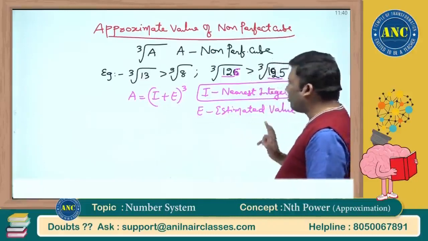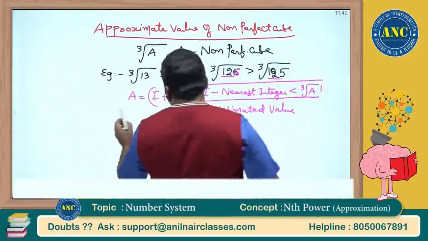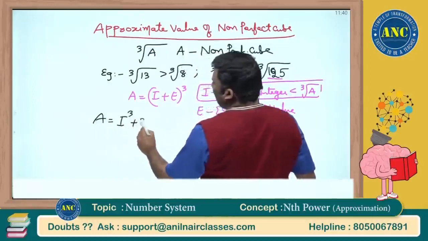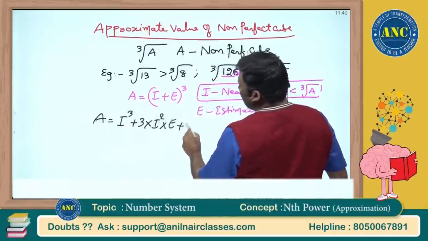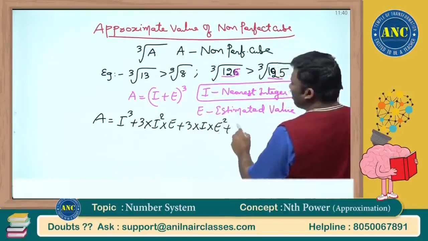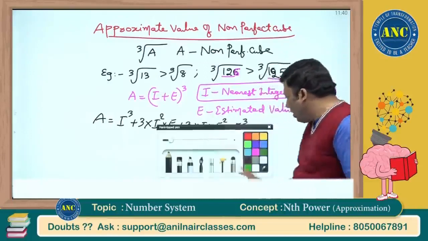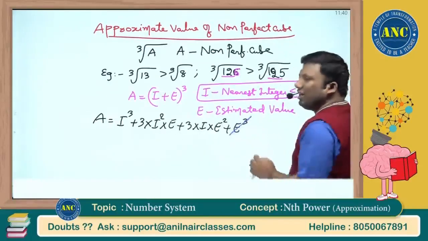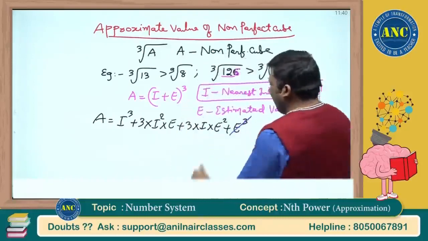Now see here. A is (I plus e) whole cube, which is (a plus b) whole cube. First is a cube, next is 3a square b, next is 3ab square, and next is b cube. Now listen carefully. These are nothing but estimated values. It is very small. Cube root of 10 is 2 point something.